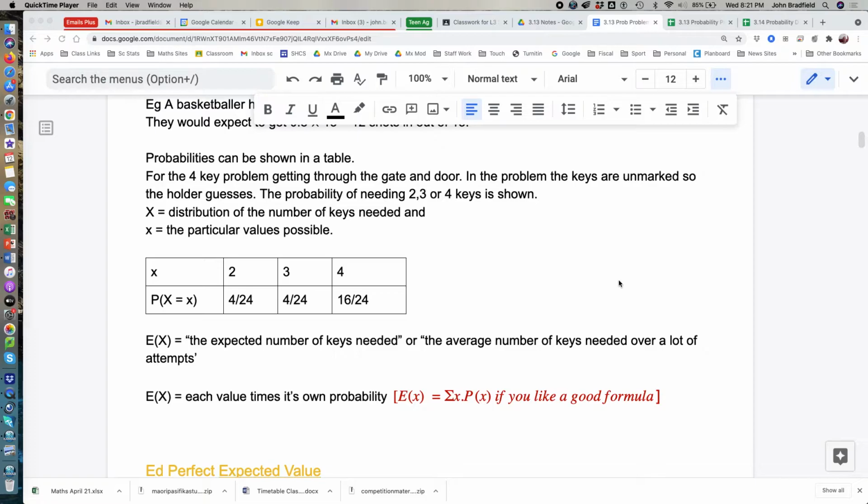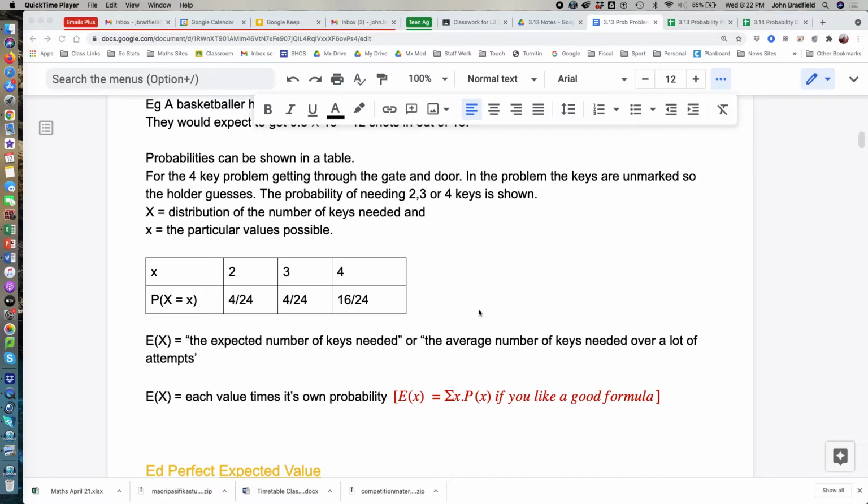Slightly ridiculous context, but so they have a 4 out of 24 chance of getting through with 2 keys, so both are right. A 4 out of 24 chance of getting through with 3, and the remaining, far more likely situation is that they actually need 4 keys and get through the second door on their last key.